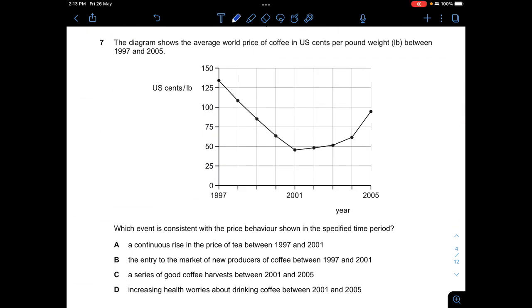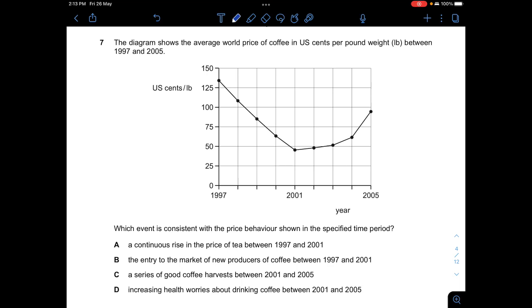Question 7, the diagram shows the average real price of coffee in US cents per pound weight between 1997 and 2005. Which event is consistent with the price behavior shown in a specific time period? So you can see that originally in 1997, the average real price of coffee is around 130 plus US cents per pound weight, and then it gradually decreased until probably less than 50 US cents per pound weight in 2001, and then it gradually increased back again to about 90 US cents per pound weight in 2005. So which event is consistent?